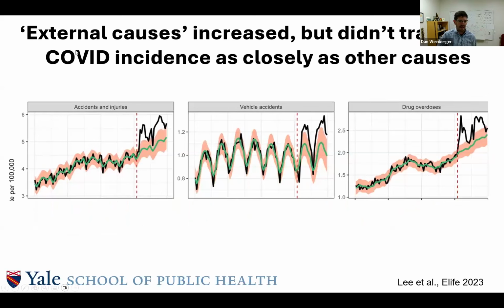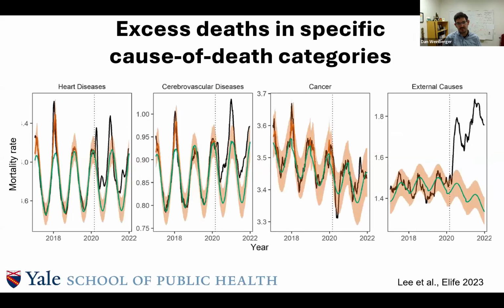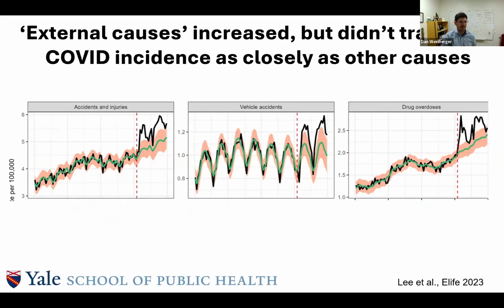If we zoom in on that category, we can again see different patterns for the different causes of death. We can see increases in motor vehicle accidents, increases in drug overdoses, and increases in accidents and injuries. One thing to notice is that the patterns of the excess deaths between these different categories differ in terms of the intensity and timing of when we're seeing those increases. And that provides some information about what might be causing those different increases.